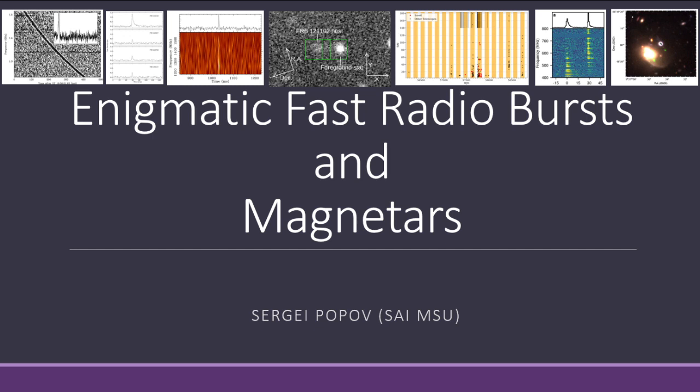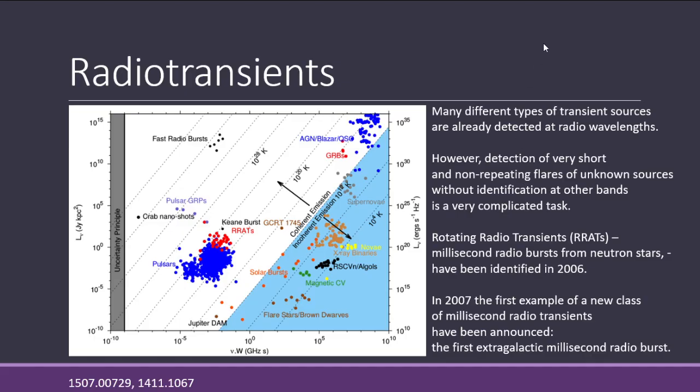I'm going to talk about fast radio bursts and their links to magnetars. Fast radio bursts are obviously one type of radio transients. There are many different examples of radio transients, and in this plot you can see them, at least some of them. On the horizontal axis we have more or less the width of the transient, so the duration of the transient, and on the vertical axis we have luminosity.